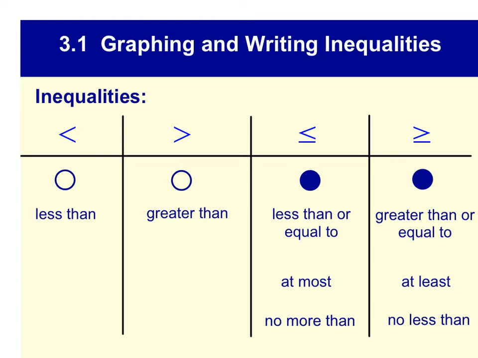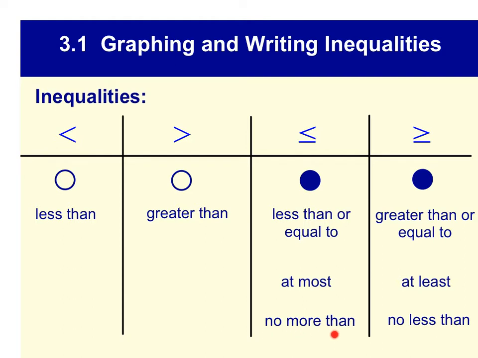The trickiest ones are going to be these four down here on the bottom. You can see that at most, a lot of students want to say that should be a greater than, but it actually falls under the less than or equal to. So at most means that's the most that something can be, so it can only be that amount or lower, so that's why it's a less than or equal to.